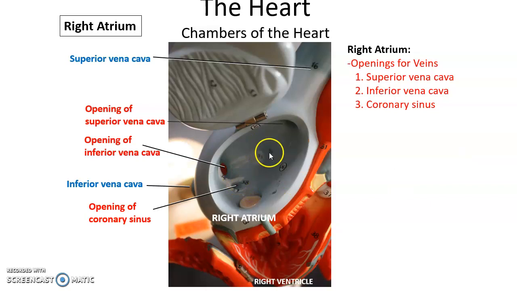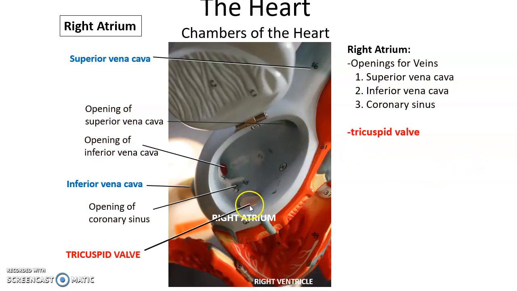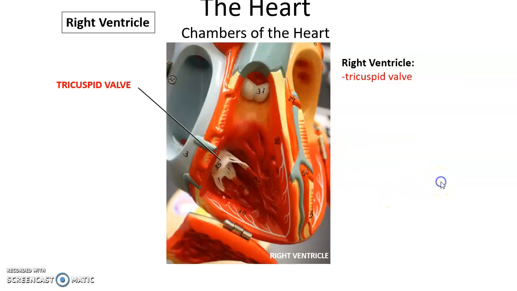If we open up the right atrium, here's the right atrium, we see that it has openings for three main large veins. There's the openings for the superior vena cava, the opening for the inferior vena cava, and the opening for the coronary sinus. So those are the veins that carry blood into the right atrium. Then there's another opening that leads to the tricuspid valve that connects the atrium to the right ventricle.